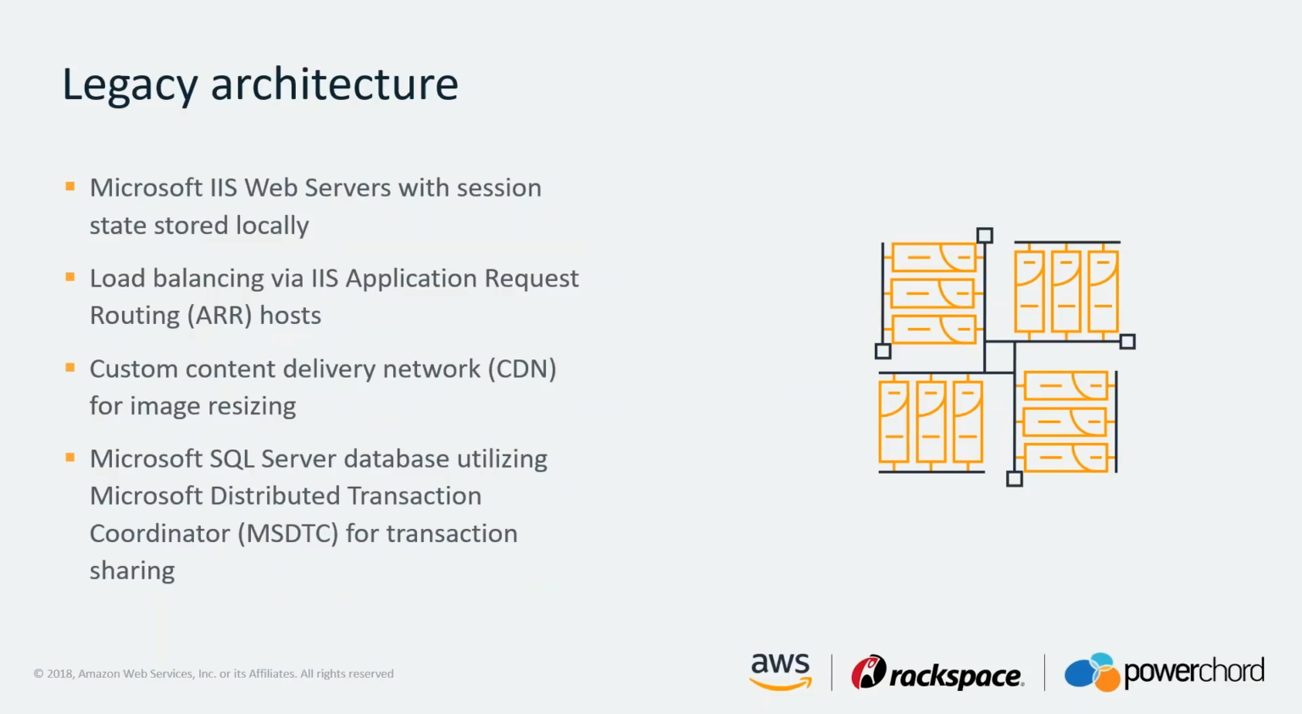So what brought PowerChord to Rackspace and AWS? Well, they had a legacy architecture that had been working for them for some time, but given that it was in a dedicated environment, it didn't afford the opportunities that a modern cloud architecture would have. So for example, they were using Microsoft IIS web servers with session state stored locally. They were doing load balancing via IIS application request routing hosts. They had a custom content delivery network for image resizing. And finally, they were using Microsoft SQL Server with DTC for transaction sharing.